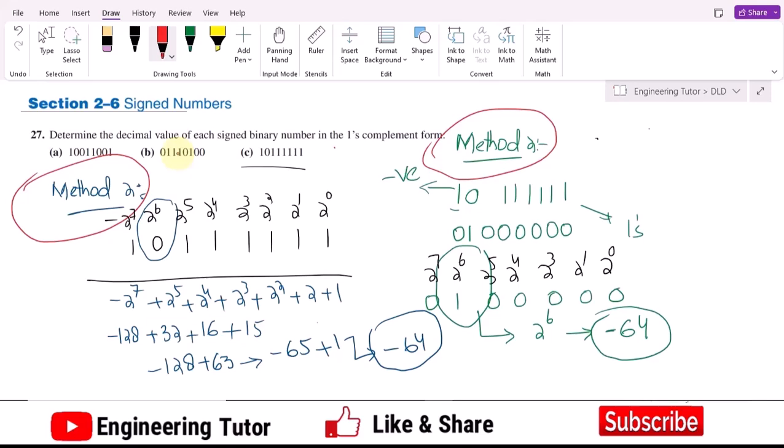So that is the end of our question number 27, in which we have gone through different scenarios of which method will be the better one. Sorry, this is method number 1 and this is method number 2.